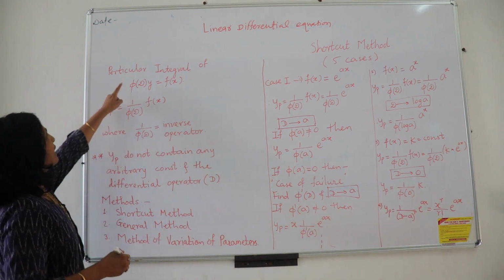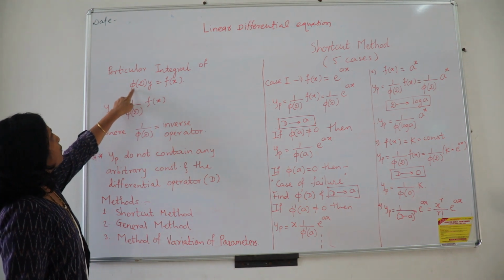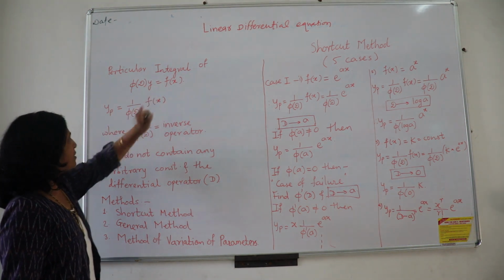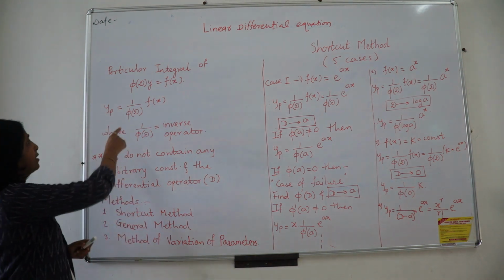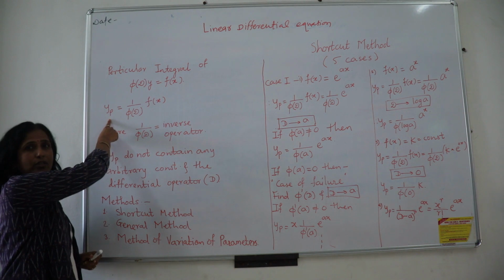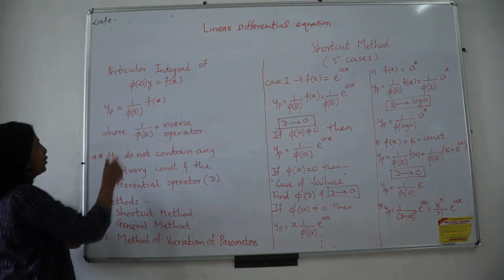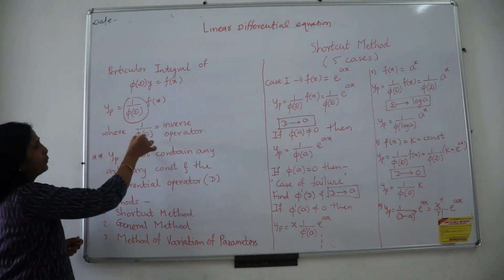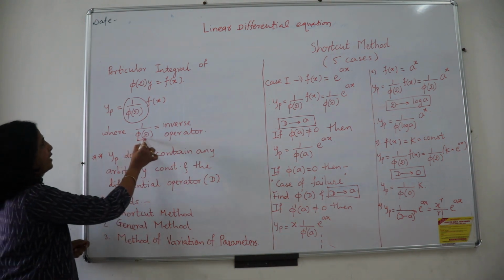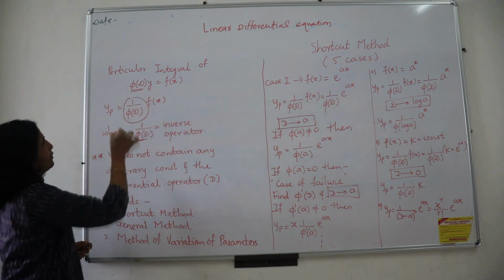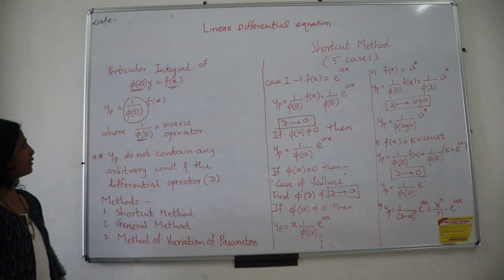In today's session we are going to focus on only one part of our general solution, that is the particular integral of the differential equation phi D of y is equal to f(x). The particular integral is defined like this: yp is the notation, yp = 1 upon phi D into f(x). What is this quantity 1 upon phi D? It is called the inverse operator. This phi D is the left-hand part of the linear differential equation, and f(x) is the function appearing on the right-hand side of your differential equation.